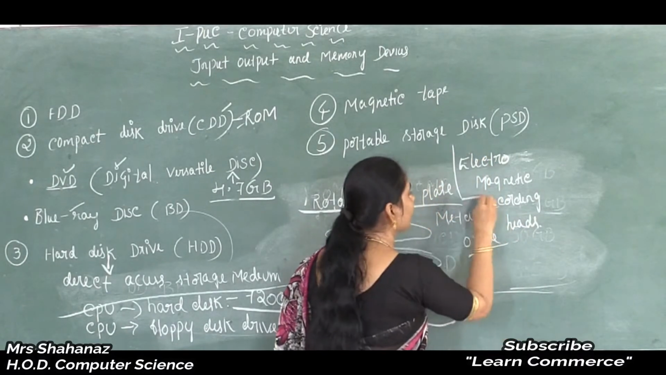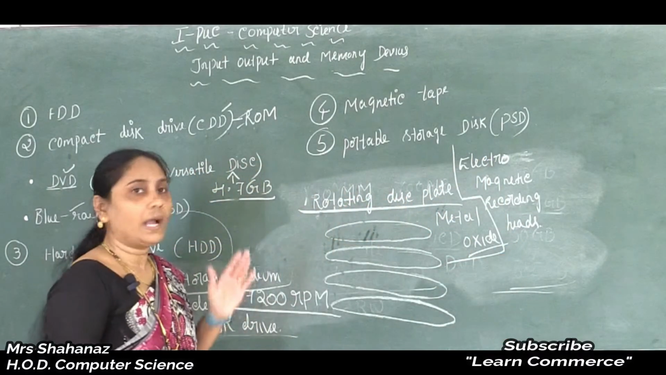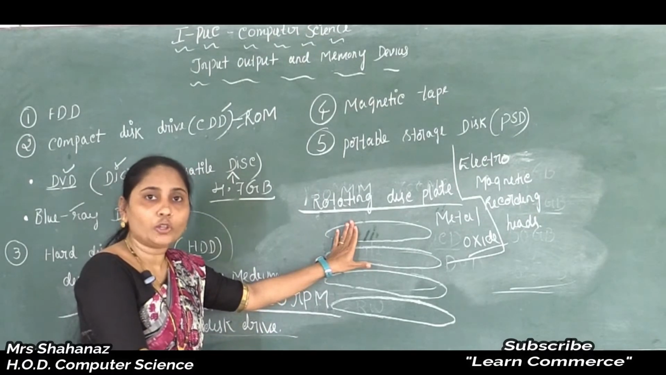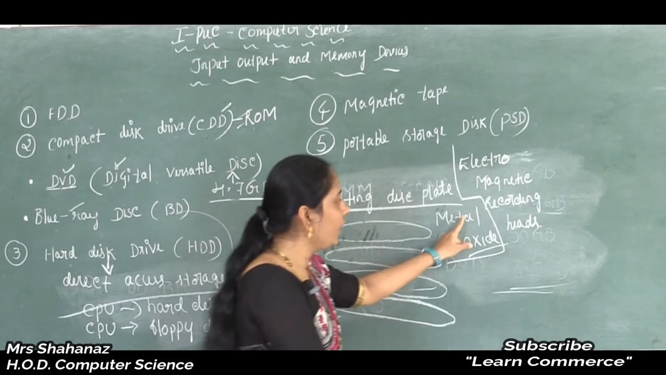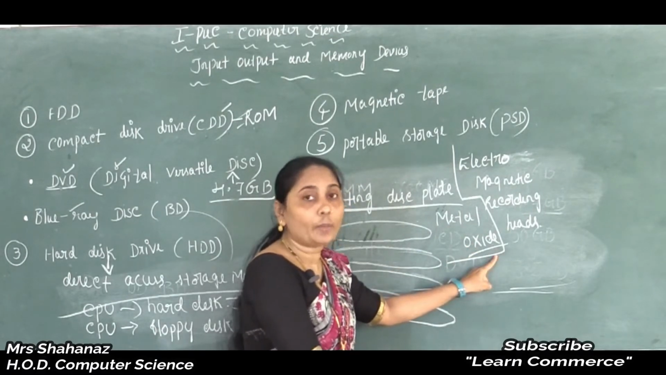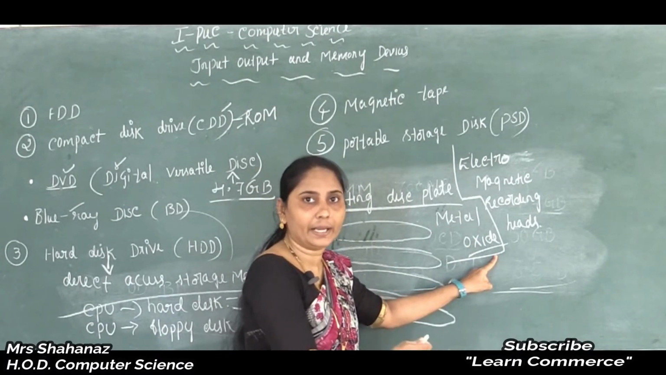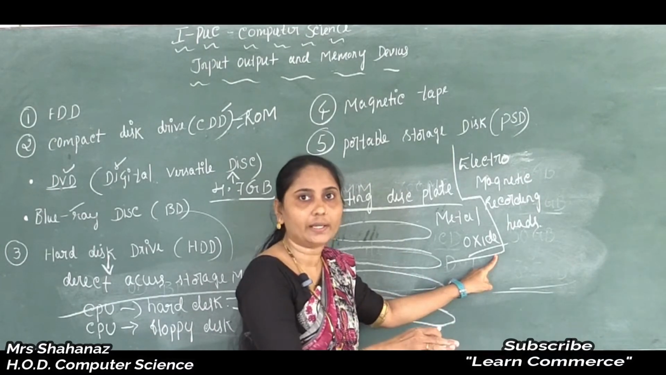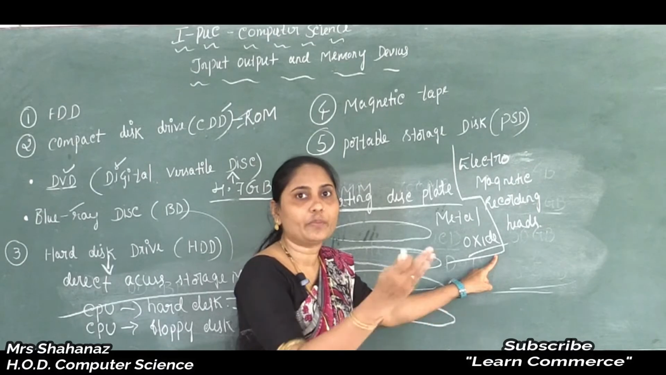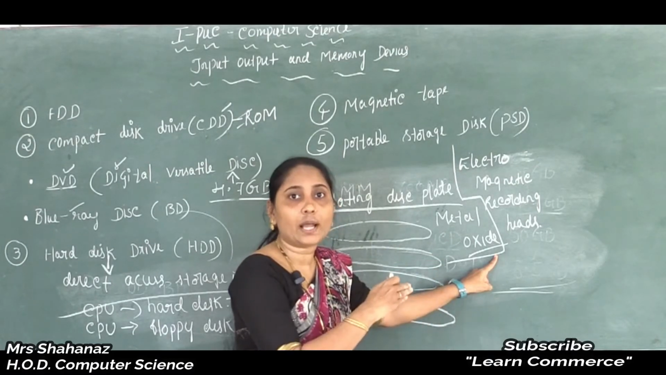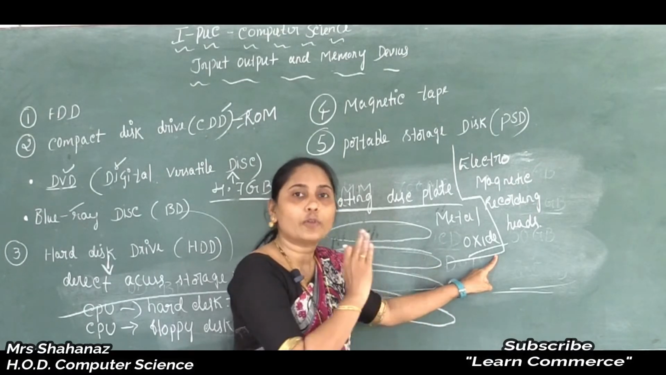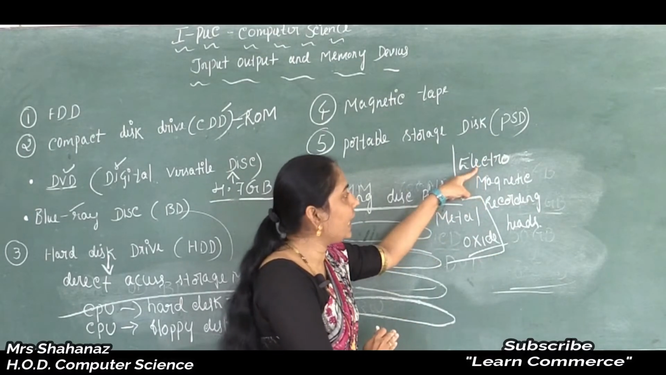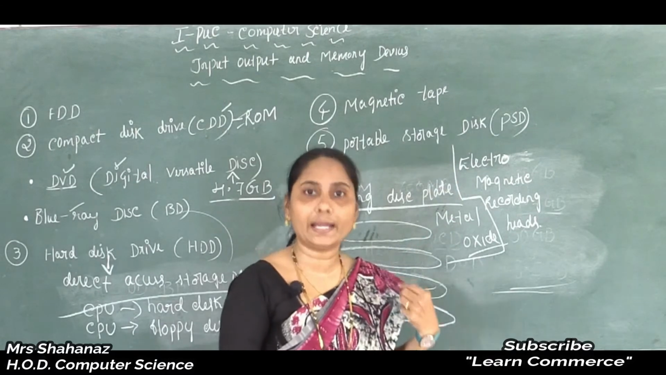So clear this point. I said the hard disk contains many plates, and all those plates are covered with metal oxide. To perform any read, read means to input data into the hard disk, to store any information into the hard disk, or whatever information we are going to write, that is called display of the information from the hard disk. Everything is performed using the electromagnetic recording heads.